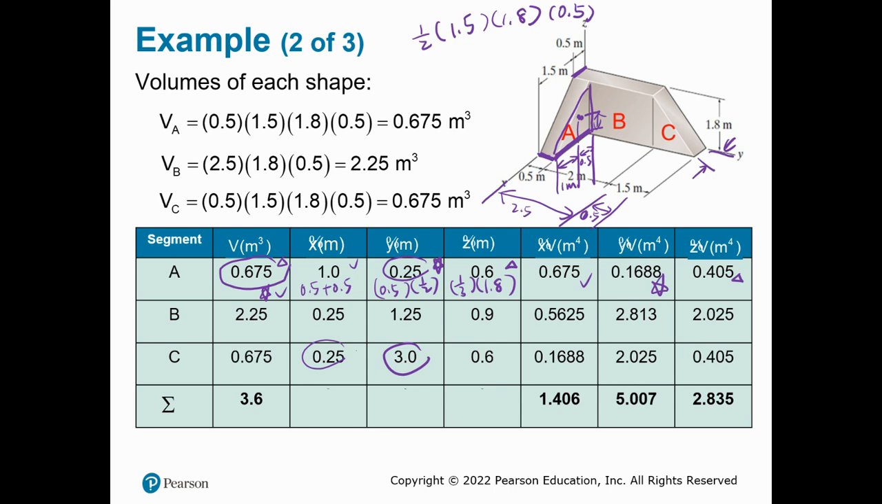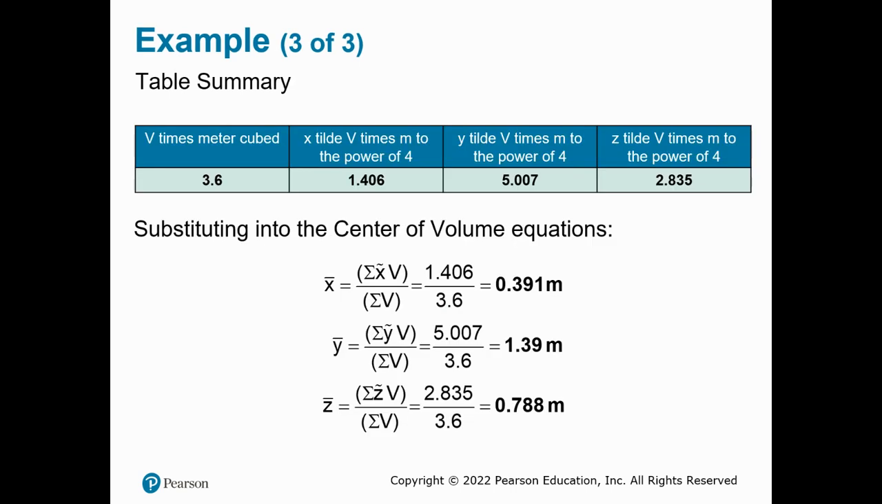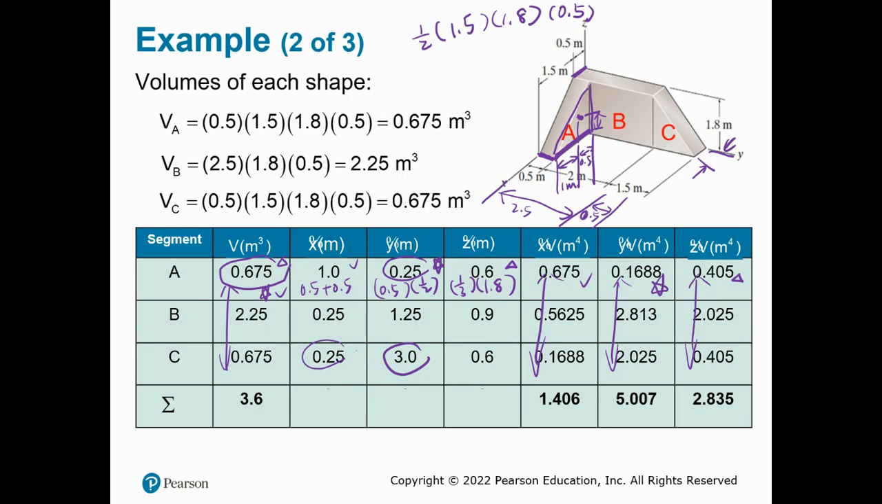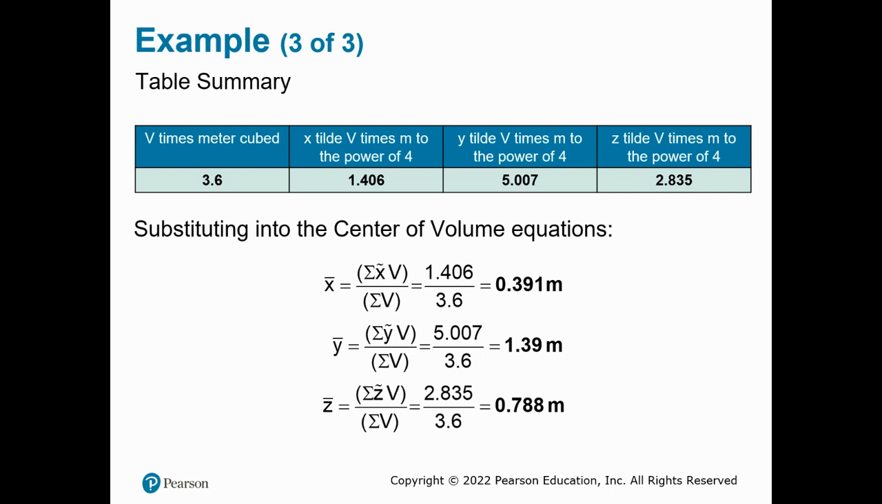And then we're going to do our addition vertically. Since there's no hole, all of them are positive. Add all of them together, every single column. And then the numbers in the last row are what we're interested in. We'll put them in our last table, and we plug into our equation to calculate the actual coordinates for x, y, and z. Okay, so that's all I want to show you in this video, section 9.2 of our textbook.